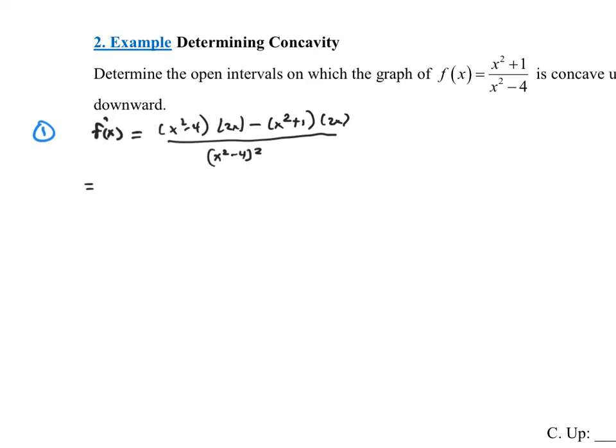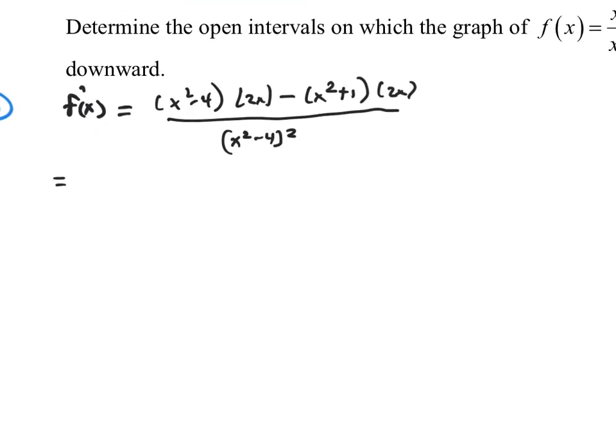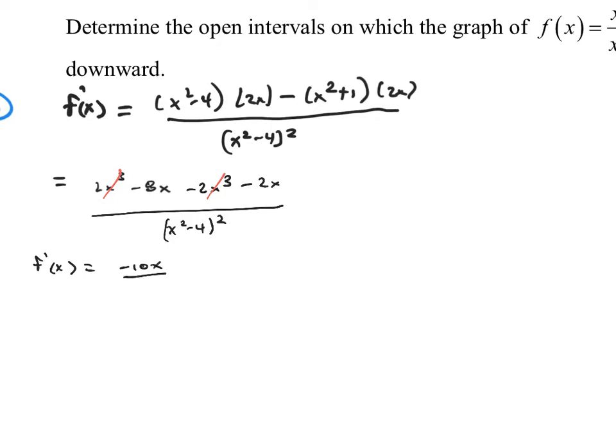So I'm going to clean this up a little bit. I'm going to distribute out my 2x. So 2x times x squared would be 2x cubed. 2x times negative 4 would be minus 8x. I'm going to distribute my negative and the 2x. Be very careful with distributing the negative in this. Negative 2x times x squared would be minus 2x cubed. And negative 2x times 1 would be a minus 2x. This is all over x squared minus 4 quantity squared. Notice in the numerator the 2x cubed cancels. We combine like terms, so I'm getting a derivative of minus 8x minus 2x, which is a minus 10x, all over x squared minus 4 quantity squared.